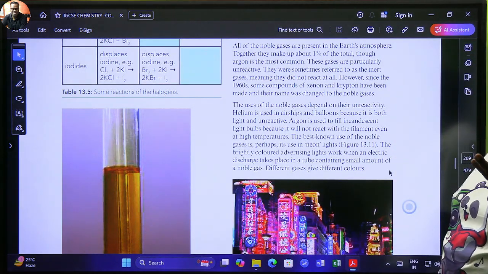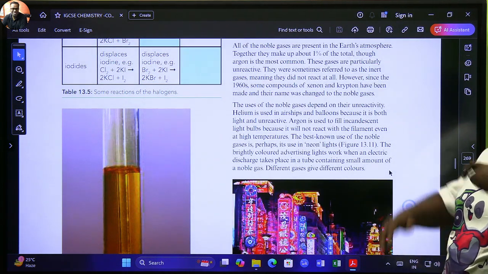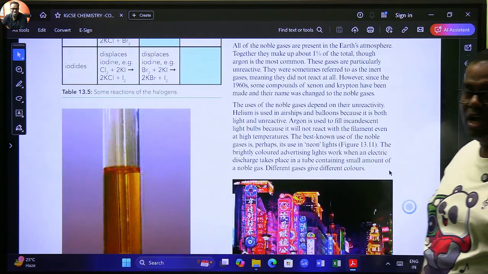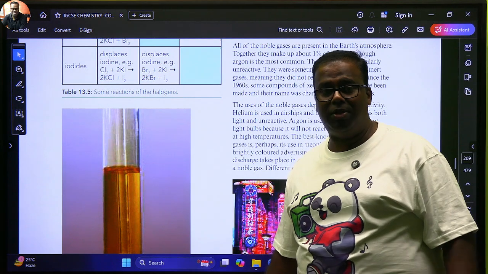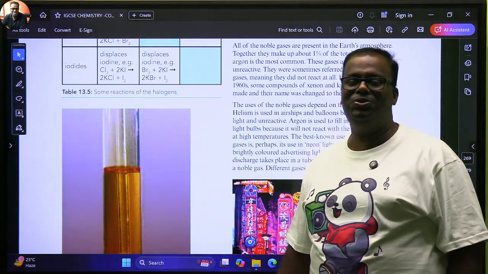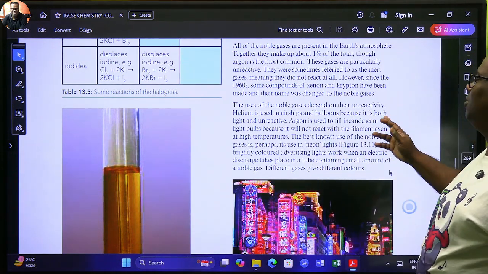That's why your chips are all nitrogen packed. Nitrogen does not react, and it will not have any oxidation effect. If there's no oxidation, chips don't get stale. All the packs of chips that we get are nitrogen packed. Sir, can we use argon packing? Yes, you can. But can you afford argon packing? No. So what do we use? Nitrogen packing. Nitrogen is very inert. The use of noble gases depends on their unreactivity.